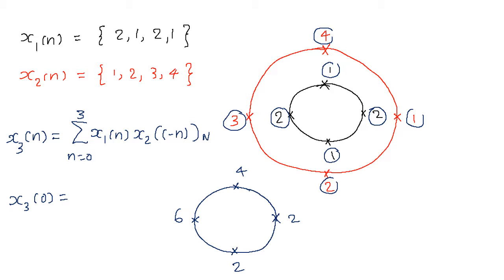Now we have to find the sum. That is 2 plus 2 plus 6 plus 4, that is 14. So this is the first value of the sequence. Now we have to find out x3 of 1.